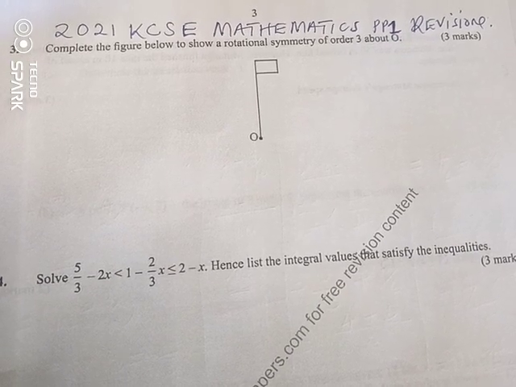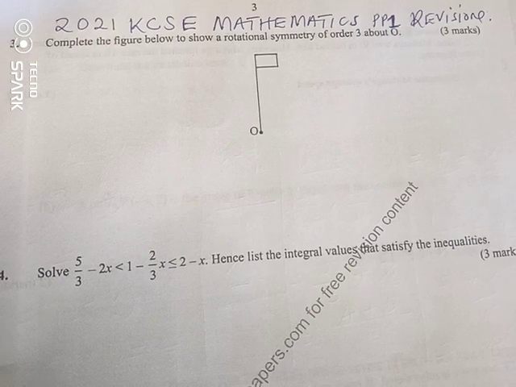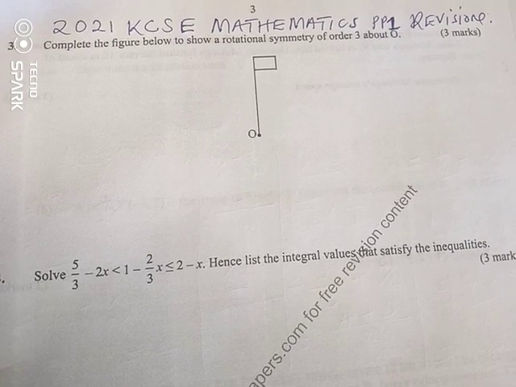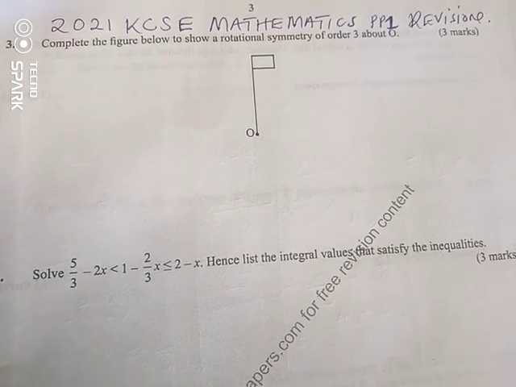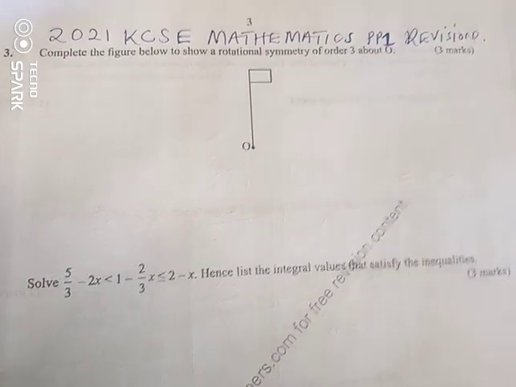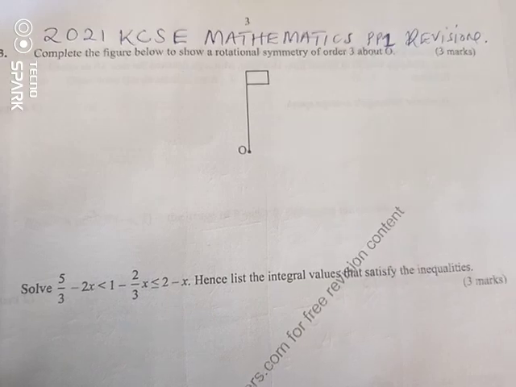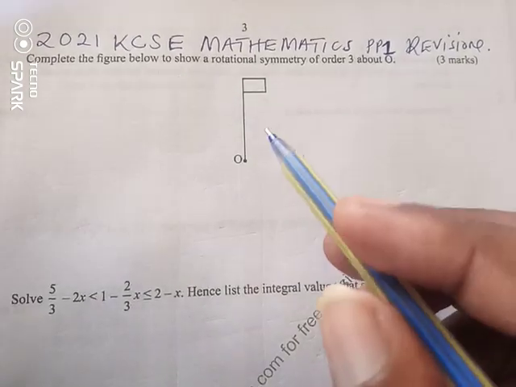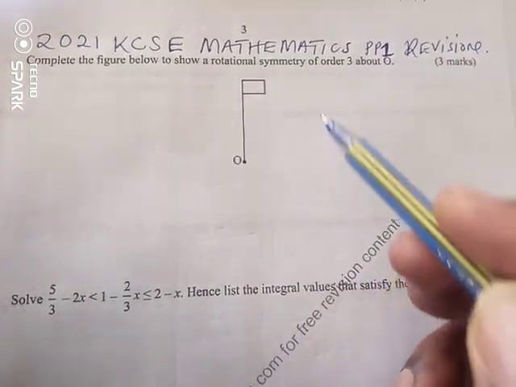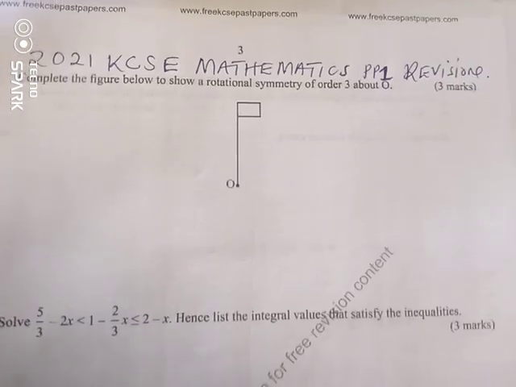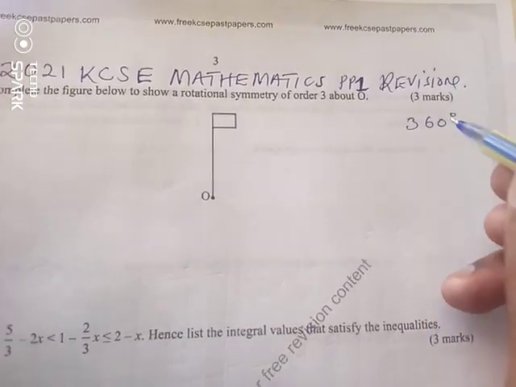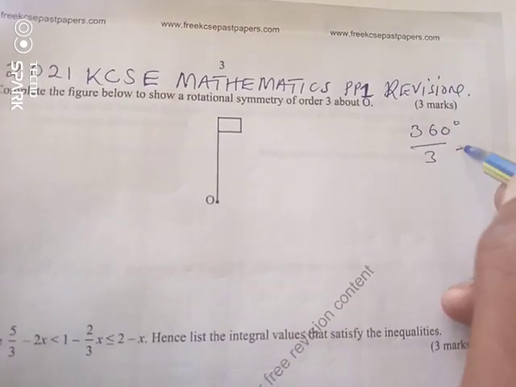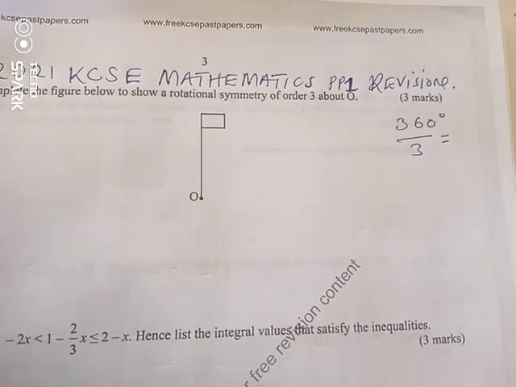So at number 3, 4 and 5, there we go. We are told to complete the figure below to show a rotational symmetry of order 3 about point O. So for the order 3 here, I'll just take you through the brief. For symmetry of order 3, within a full rotation of 360 degrees, what is the angle of our rotation?